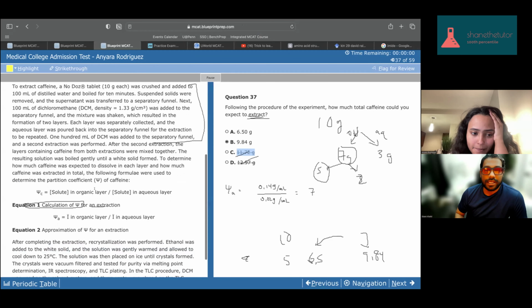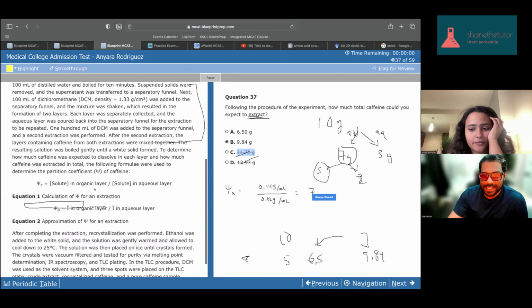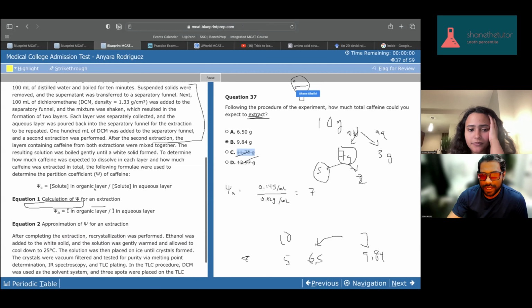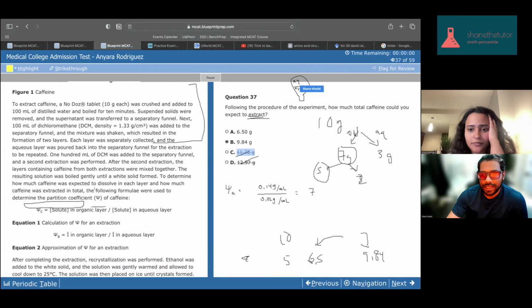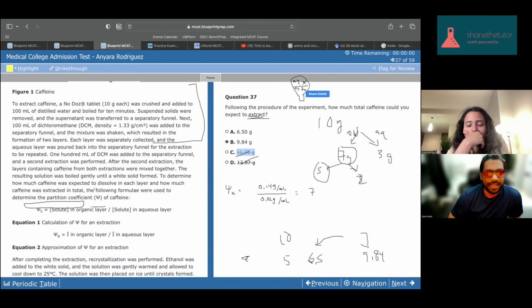Just because of this partition coefficient being 7, if you did the experiment with, let's say, organic layer, aqueous layer, and let's say X is the number of grams of caffeine, in the organic it would be 7 times X. So you just have significantly more of it in that organic layer compared to the aqueous layer, which makes it so that you can separate these well.